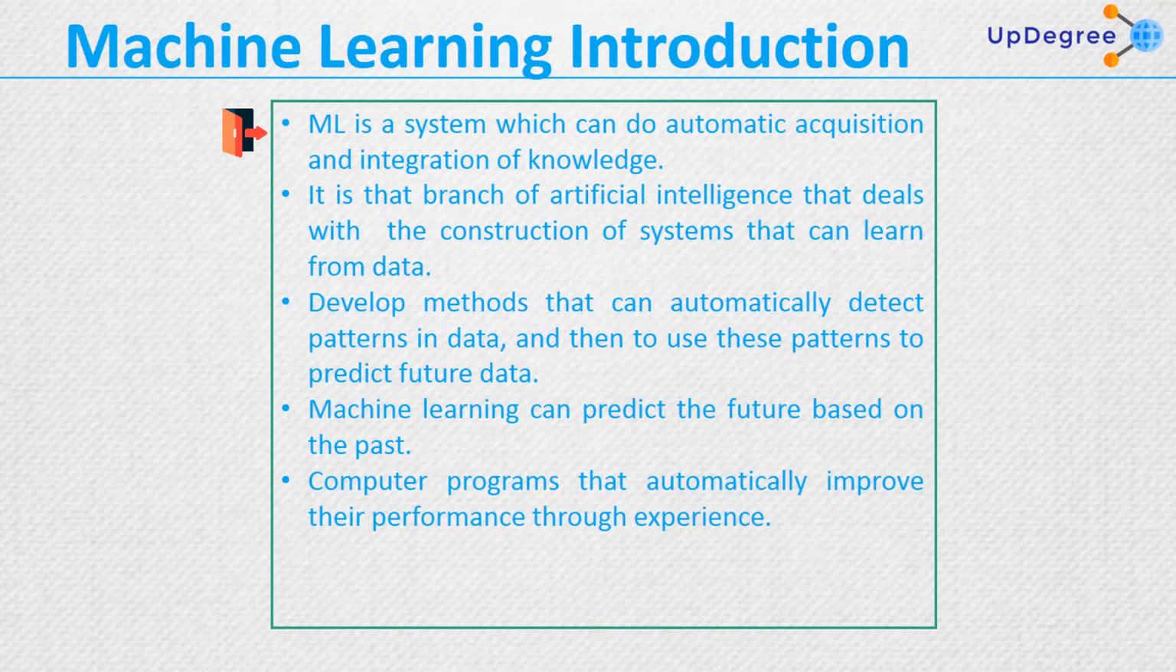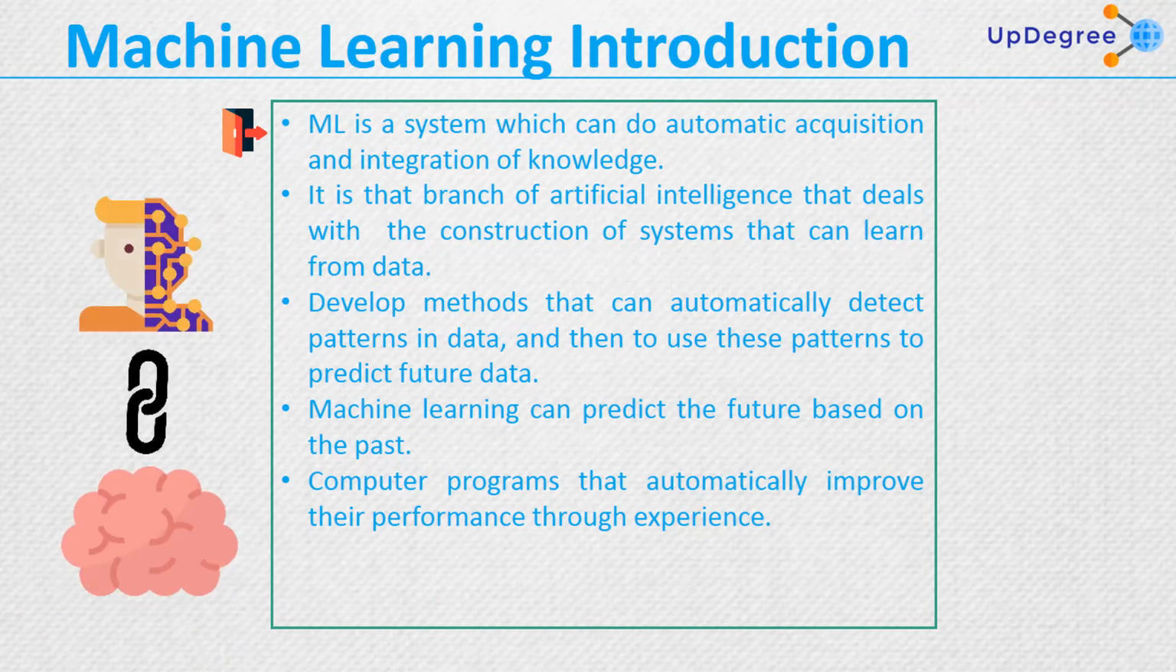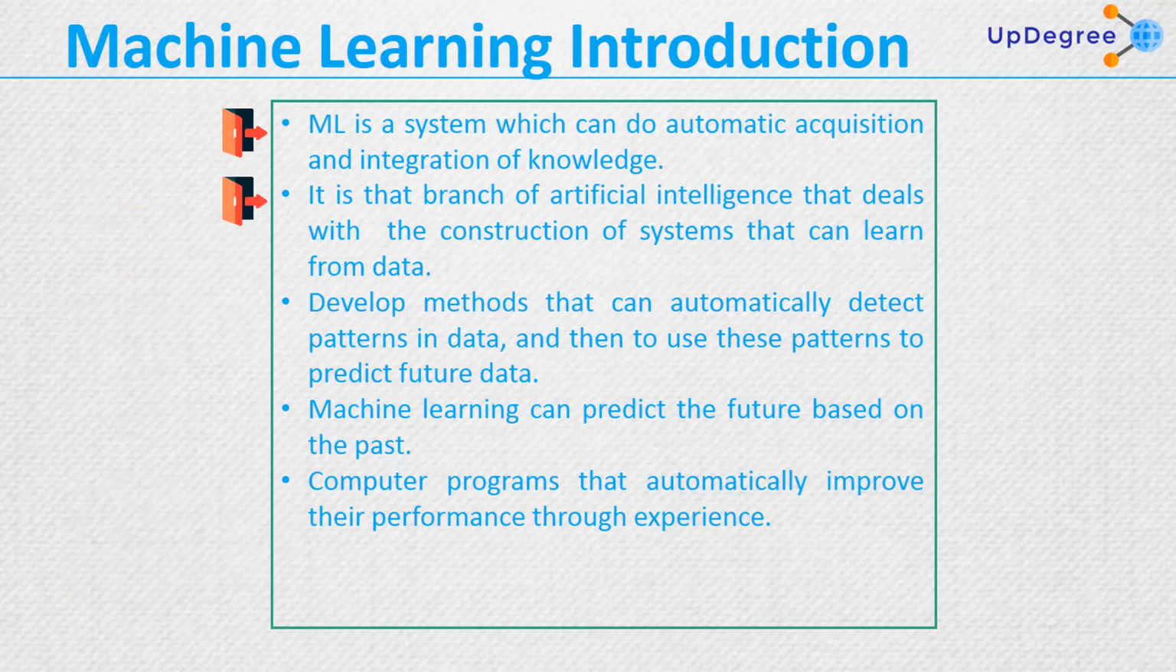My machine learning model has some intelligence, some knowledge. When new knowledge comes, it will be integrated with the pre-existing knowledge, so the knowledge will get more enriched and extended. It is that branch of artificial intelligence that deals with the construction of systems that can learn from data, from the data pattern.